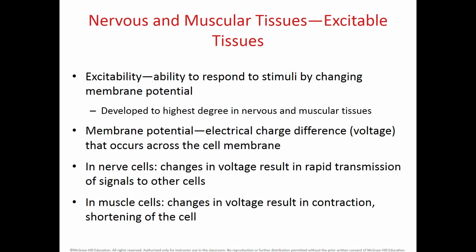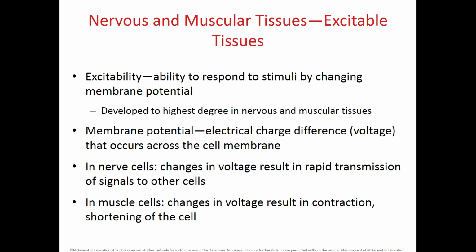Now, the nervous and muscular tissues are the two tissue types that are excitable tissues. So the excitability of the cells within these tissues is because they have the ability to respond to stimuli by changing a state of a cell that we call the membrane potential. Whenever we start talking about muscular tissue and nervous tissue, we will go back into this concept of membrane potential.